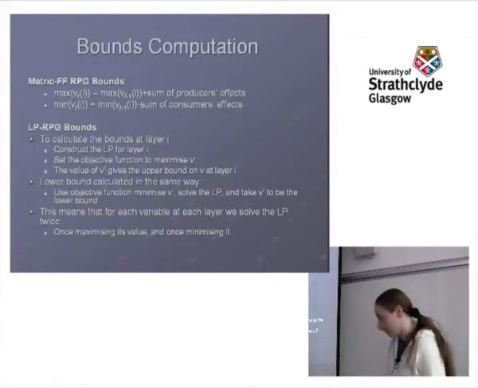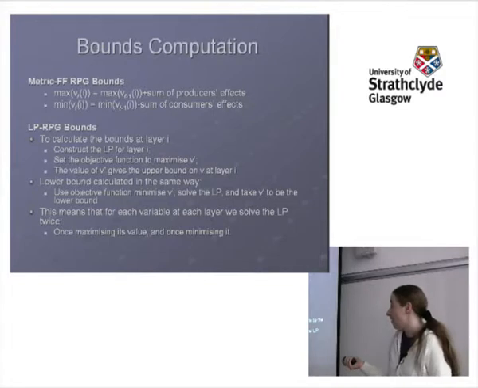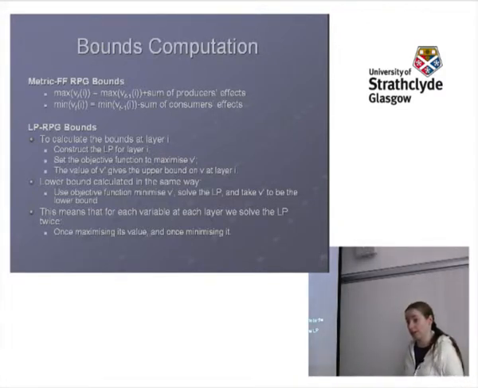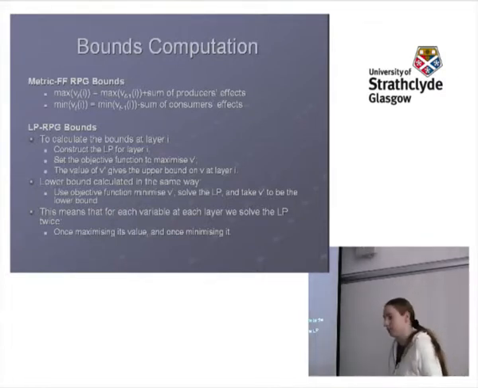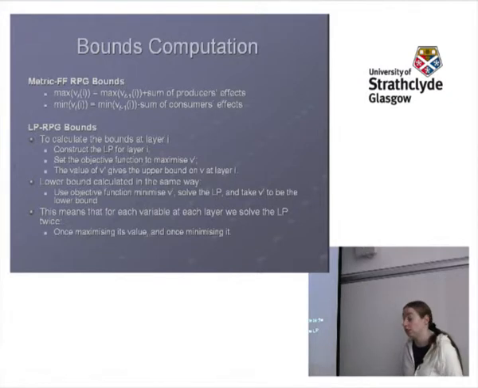So you'll notice here, we're solving a lot of LPs. For each variable at each layer, we solve the LP twice. Once maximizing its value, once minimizing its value. That's quite a lot of LP solving. And a lot of people asked us when we first did this work, well, is that not going to be far too expensive? But empirically, because we've got very small LPs, we can manage to do it, and it does appear to be worth the trade-off.